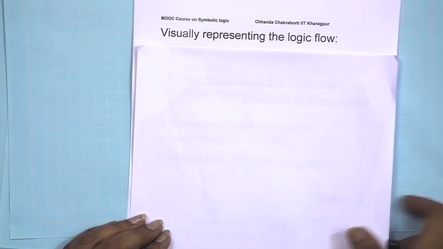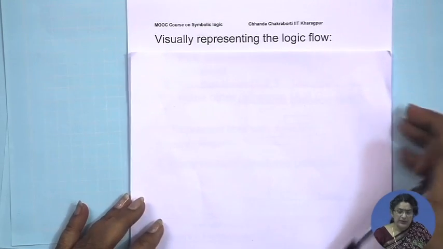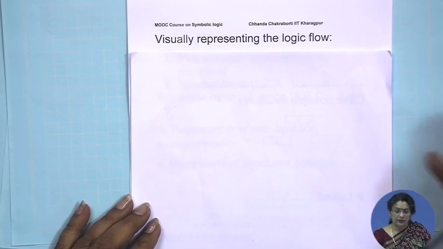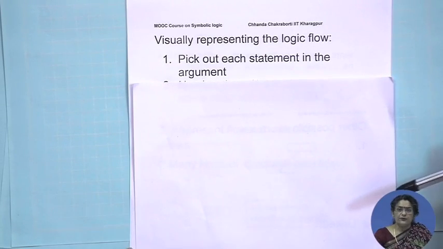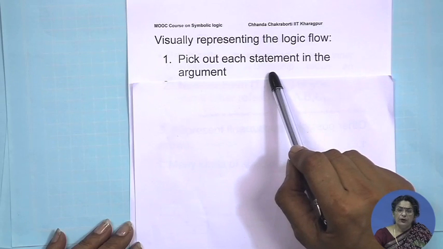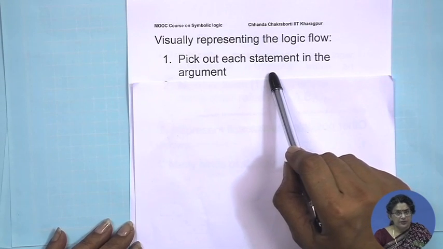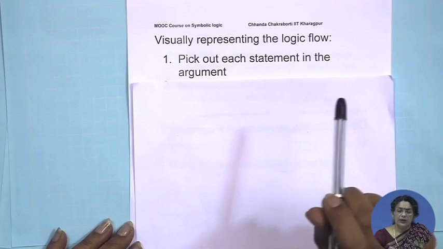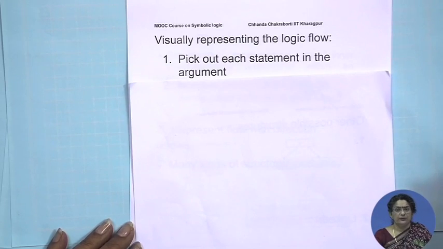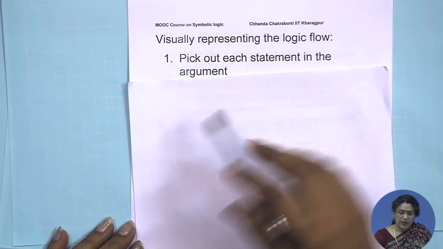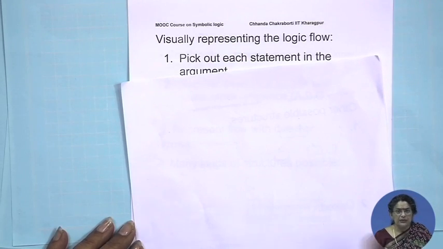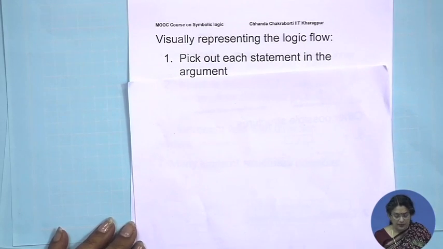So, overall the logic flow diagram is a visual representation of the logic inside an argument. We are going inside the argument and trying to capture the logic flow. What do we have to do? Well, first of all, now you know what claims are or what statements are. So, pick out each statement in the argument, regardless of whether it is premise or conclusion, in the order they come, in the sequence in which the statements are made.